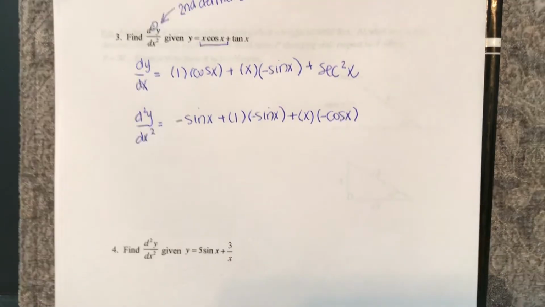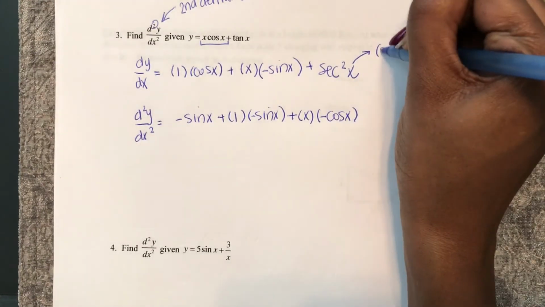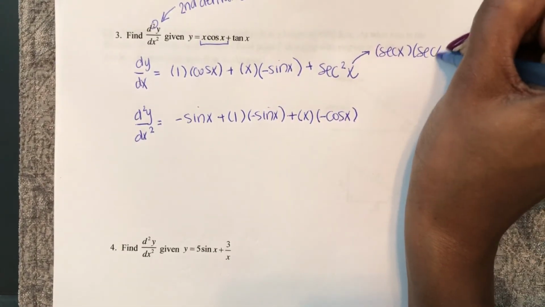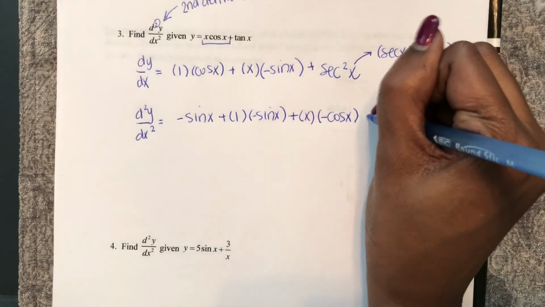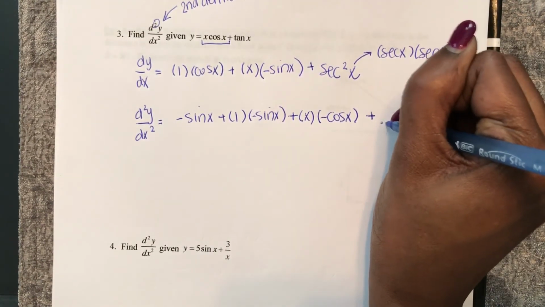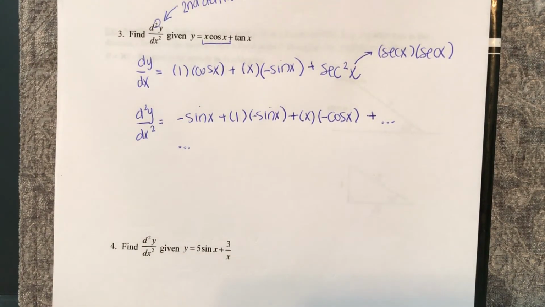So now, how do I find the derivative of secant squared? So remember, secant squared is just secant x multiplied by secant x. So I can go ahead and do the product rule again, but now I have to use secant x as my two functions. So that might get a little crazy. Sorry, I'm just trying to write big. So what is going to be this product rule?